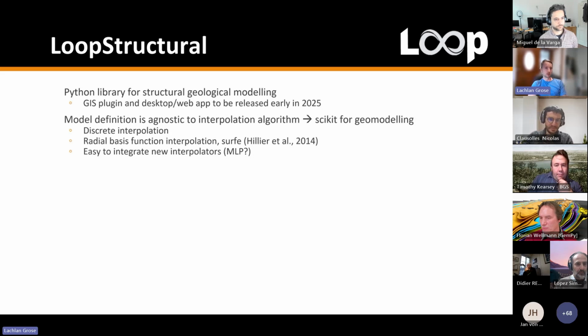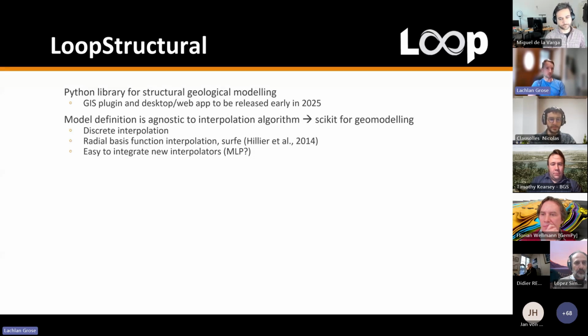The way that we've developed Loop Structural is to make it as agnostic to the actual interpolation algorithms and the modeling method as we can. In a way, the eventual aim would be to have something like scikit-learn for geomodeling, where you can plug in different parts of the algorithm and not have to rewrite the boilerplate code.